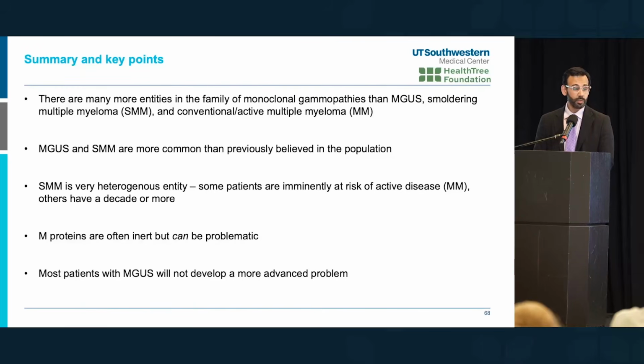And most patients with MGUS, as a sort of a bottom line, they will actually not develop a more advanced problem. That rate of progression is low, 1% per year, again, overall. But this is something that we monitor because at the population level, that's where we see the progression. But at the individual level, 1% means that 99% are not progressing in that given year.